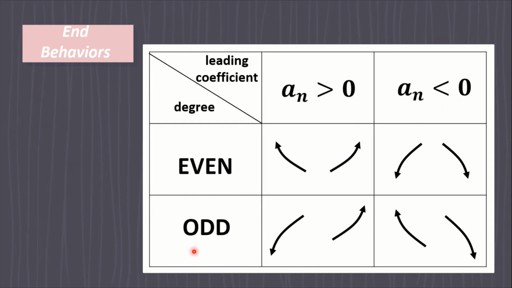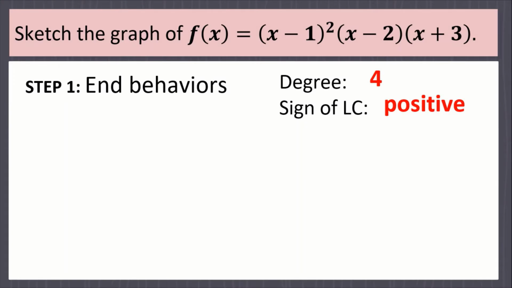Kapag odd naman ang degree natin, magkaiba ng directions ang magkabilang dulo ng graph. Kapag positive ang leading coefficient, falling sa left and then rising sa right. And kapag negative ang leading coefficient, rising sa left and falling sa right. Now, balikan natin yung example kanina.